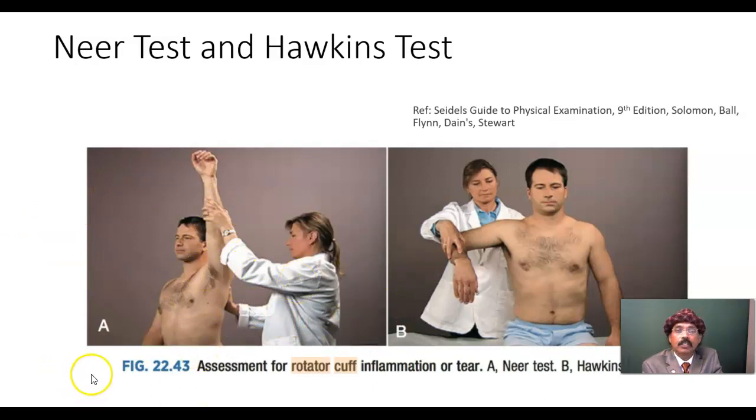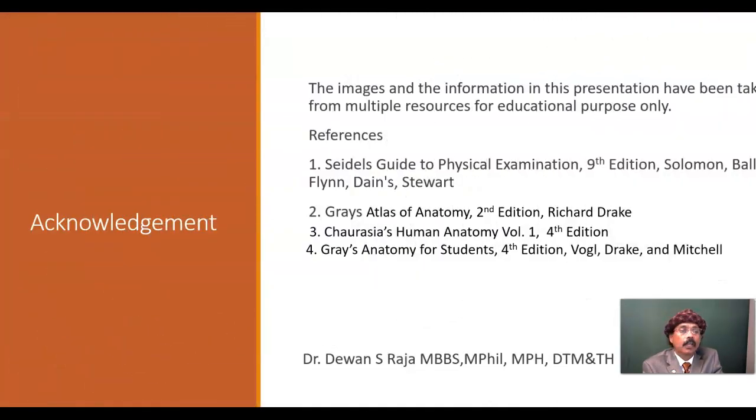Okay, we got that. We can assess the tendinitis or impingement of the supraspinatus tendon or rupture of the supraspinatus tendon by doing the Neer test and the Hawkins test. And that's all about the rotator cuff.